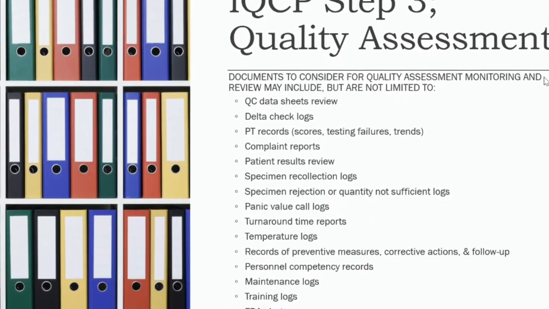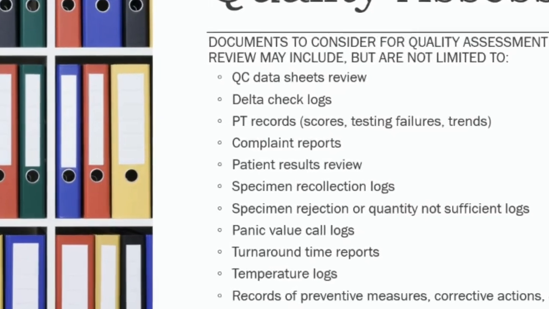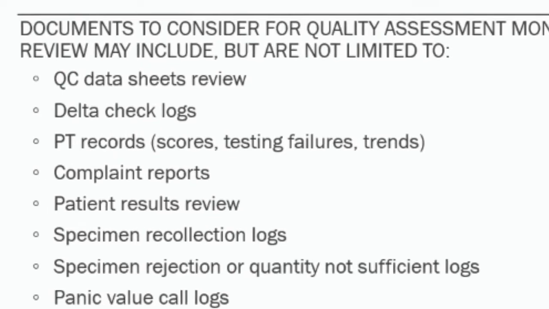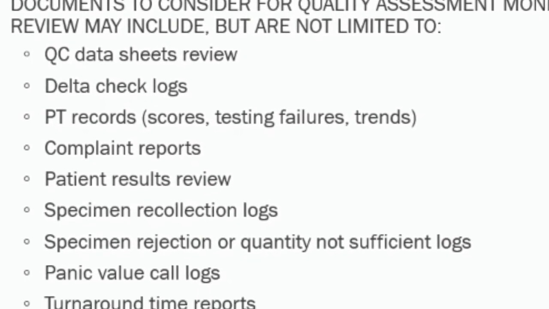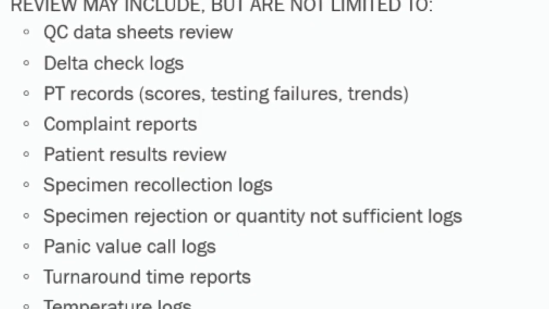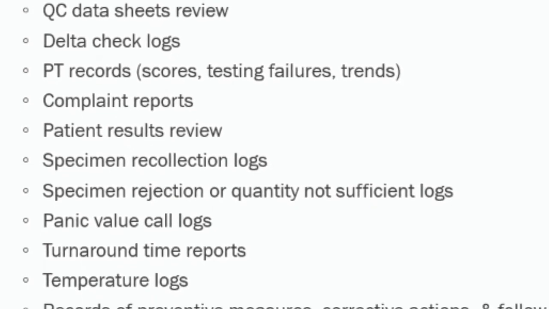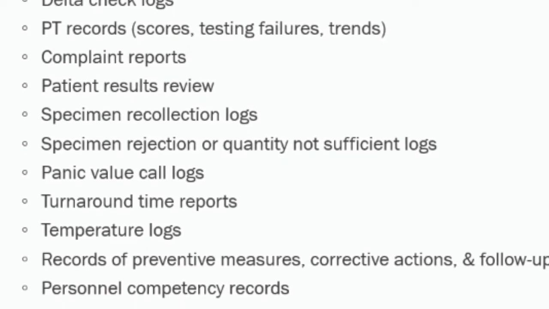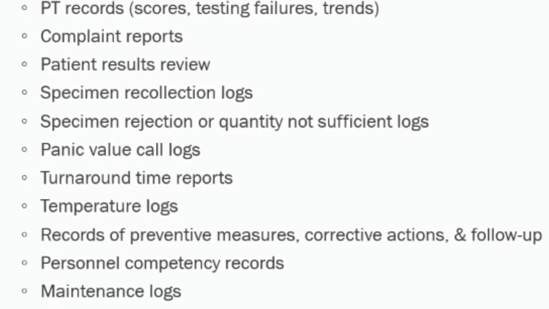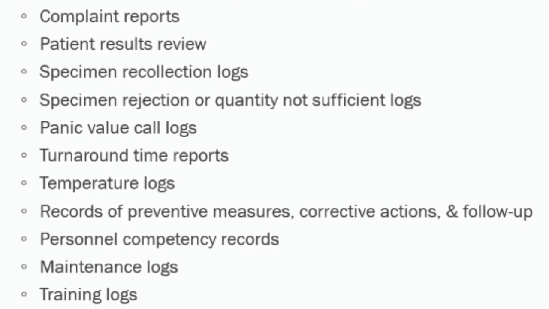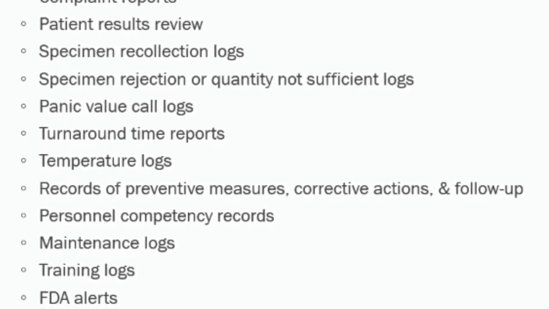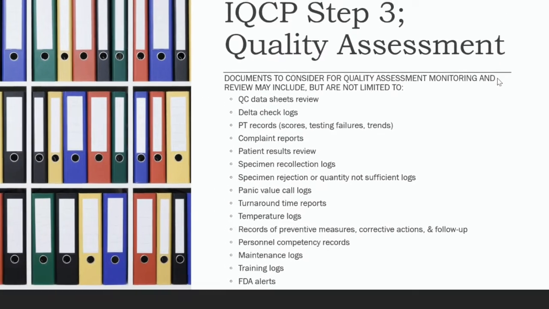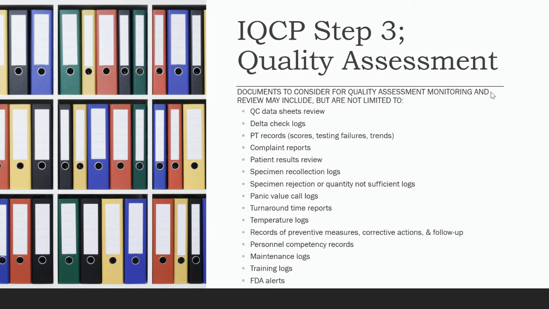Documents to consider for quality assessment monitoring and review may include, but are not limited to, QC datasheets review, delta check logs, proficiency testing records, complaint reports, patient results review, specimen recollection logs, specimen rejection or quantity not sufficient logs, panic value call logs, turnaround time reports, temperature logs, records of preventive measures, corrective actions, and follow-up, personnel competency records, maintenance logs, training logs, and FDA alerts.